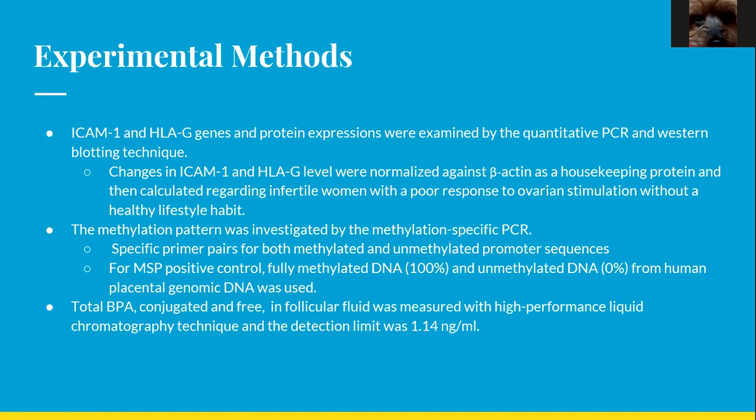And then some more methods. They analyzed the ICAM1 and the HLA-G genes and their protein expressions using quantitative PCR and Western blotting technique. They also took into account the changes in ICAM1 and HLA-G levels, and they compared the changes in those genes against beta actin as a housekeeping protein. So just comparing how beta actin translates, and then seeing if it's normal compared to the ICAM1 and HLA-G genes.